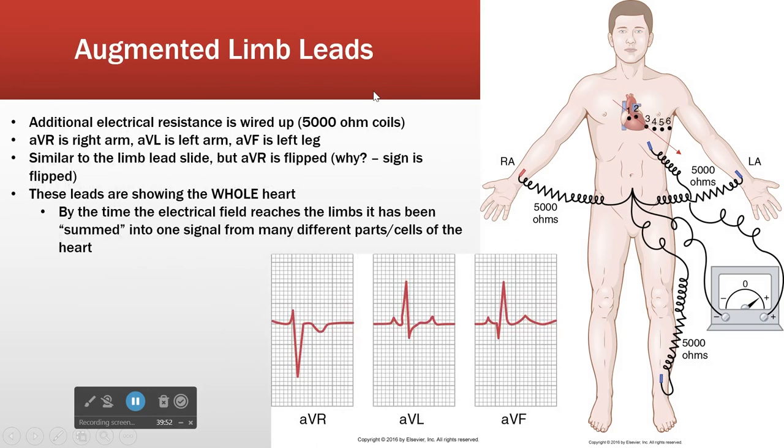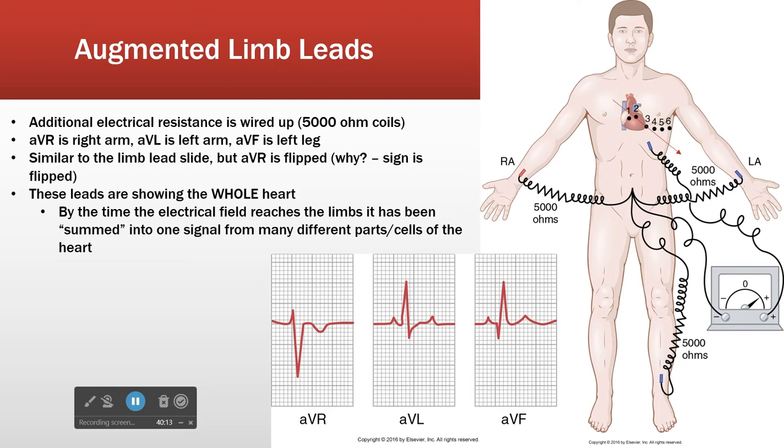All right. Then we add the quote-unquote augmented limb leads. So here again, we've done some fancy electricity. AVR is the right arm. AVL is the left arm. AVF, F is for foot, is the left leg.